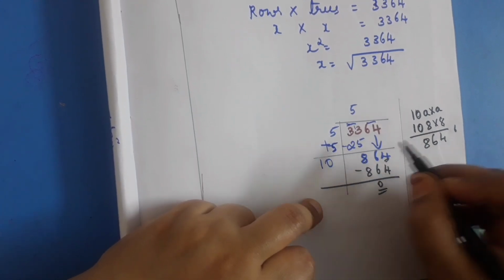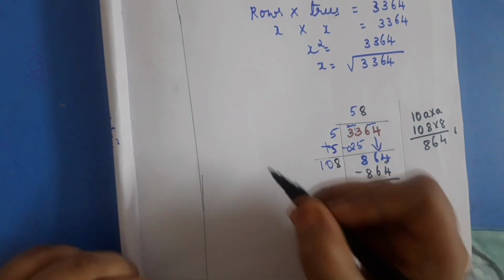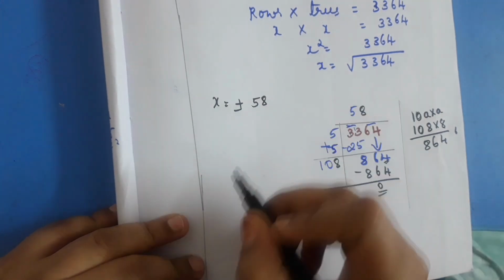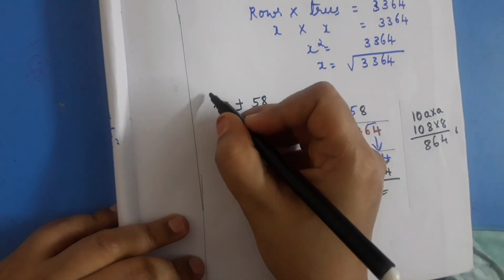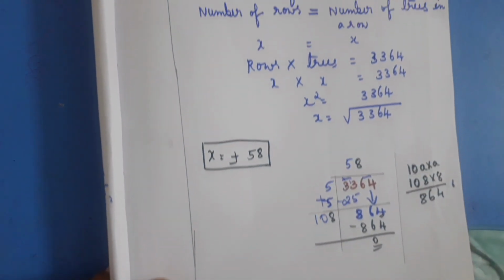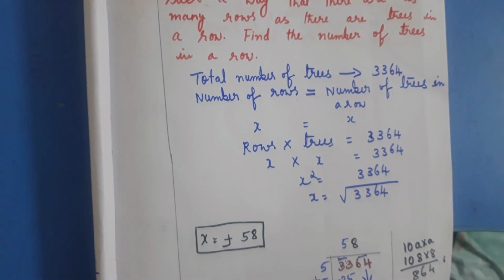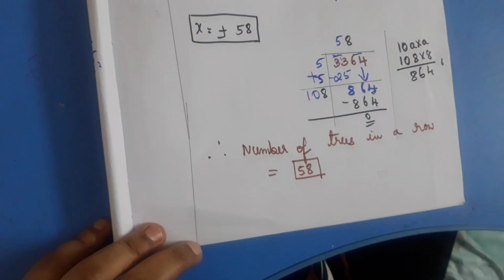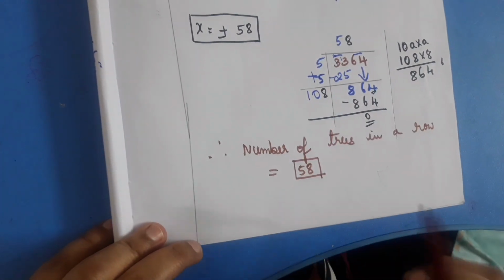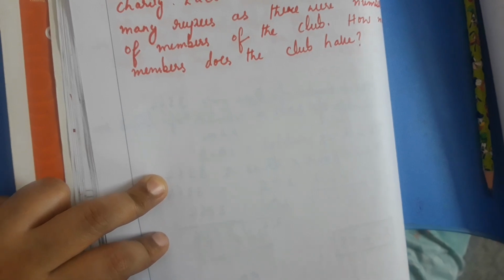0. This 8 we have to write here and the 1s here. So the answer is x equals plus or minus 58. This is the answer. So here what they ask is to find the number of trees in a row. Therefore the number of trees in a row is 58. That question is over.